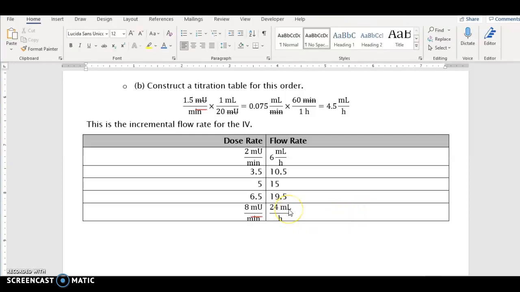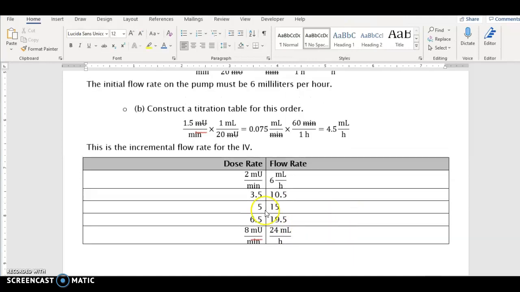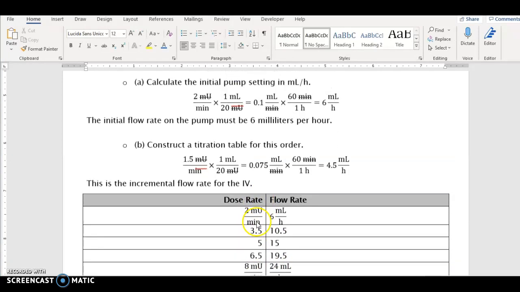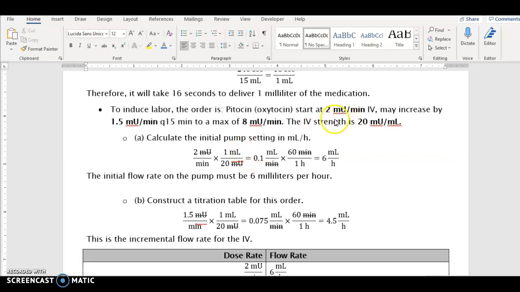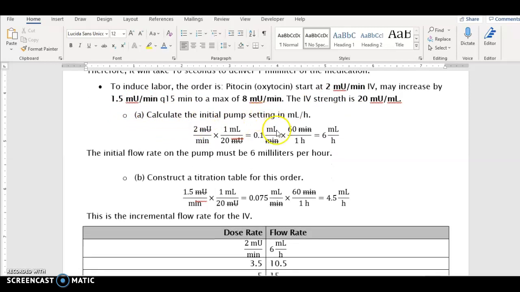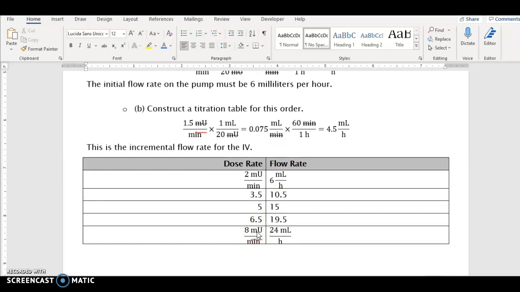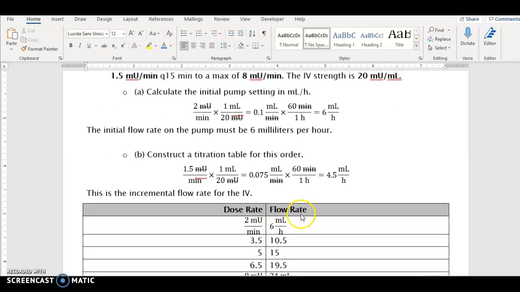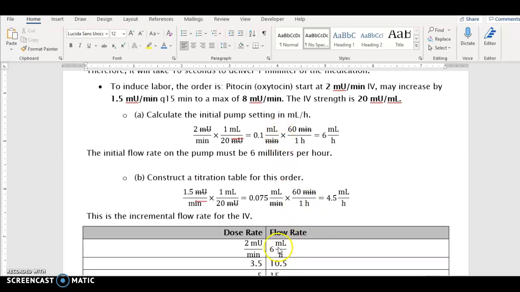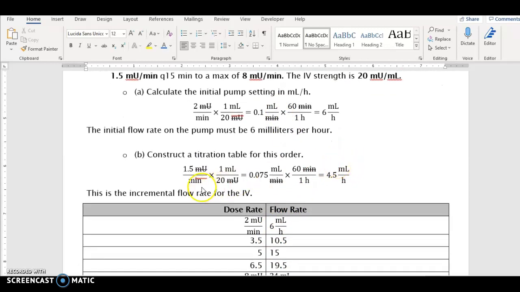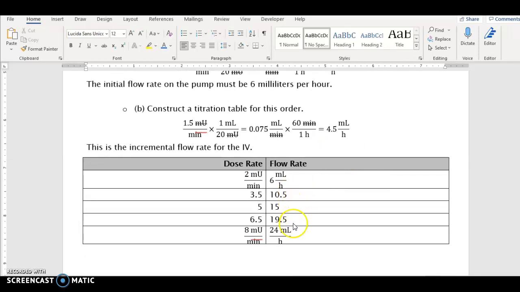So that's how we do the titration table. You can fill in the left-hand side just based on the information given in the problem. You start the table at 2 milliunits per minute, and then add the incremental dose until you reach the maximum dose rate. Then you perform the necessary calculations to calculate the initial pump setting, which goes here. Then you take the incremental dose rate and convert it into the corresponding flow rate, like we did here, and you add that until you reach the maximum dose rate.